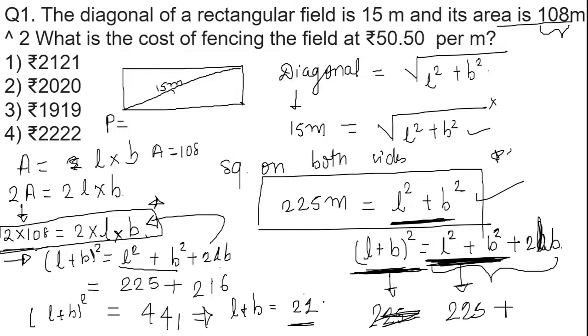Now try to understand that we have got the perimeter. Perimeter is equal to 21. If I am multiplying this perimeter with the cost of fencing, I'll get the whole cost of fencing. Now we know the per meter value is equal to 5.50 and we got the value of perimeter that is equal to 21, so 21 into 5.50. It means we'll get the whole cost of fencing. So the correct answer for this given question will be 2121.